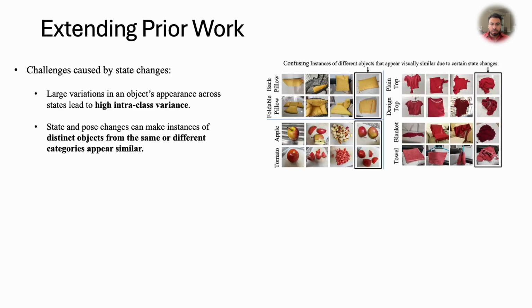Due to state changes, there are large variations in an object's appearance across states, leading to high intraclass variance. Simultaneously, state changes can make instances of distinct objects from the same or different categories appear similar. Note that even objects from different categories, such as tops, blankets, and towels, may look identical when crumpled or folded.